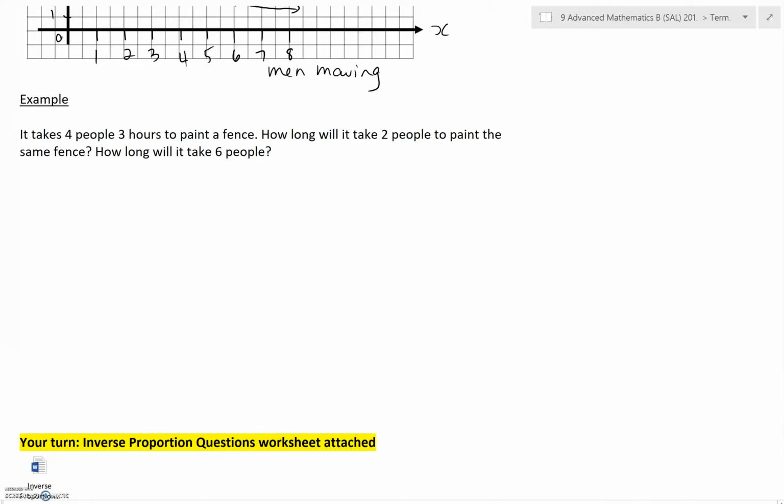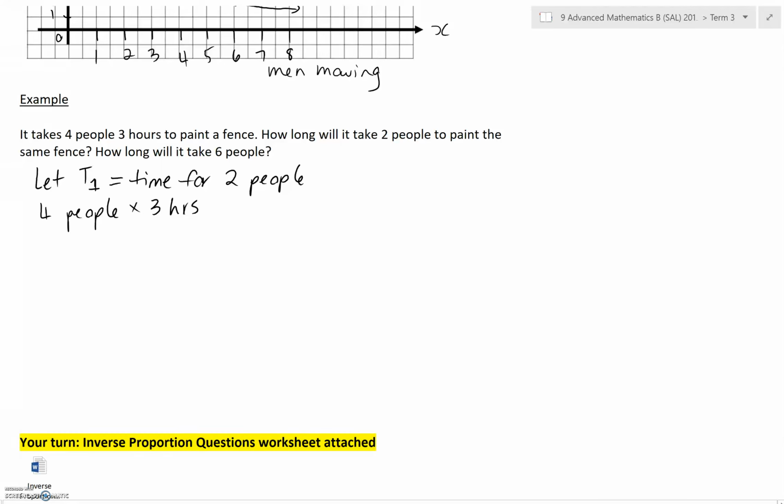I'm going to have 2 different lots of time here. So I'm going to call my first one T1, time 1, the first time I'm looking for, because I'm going to do the how long will it take 2 people to paint the same fence first. So let T1 equal the time for 2 people. Now I can use the information I've got to do that. So 4 people times 3 hours is what we're told.